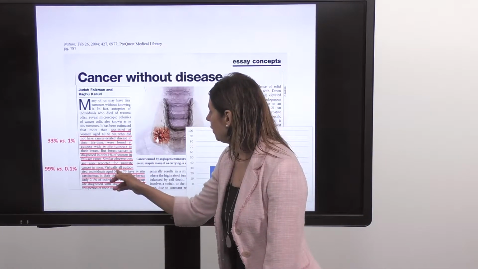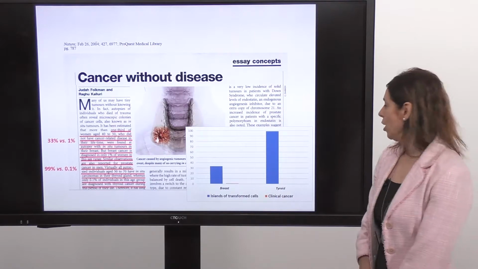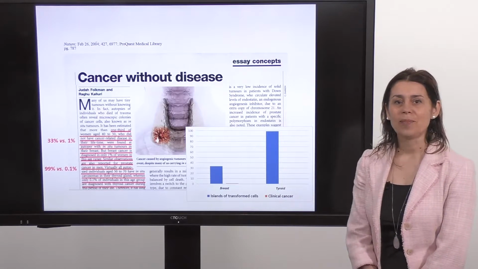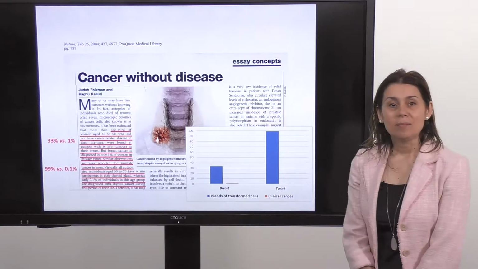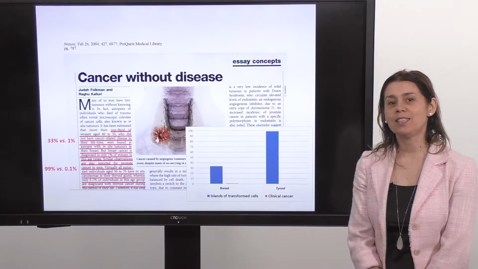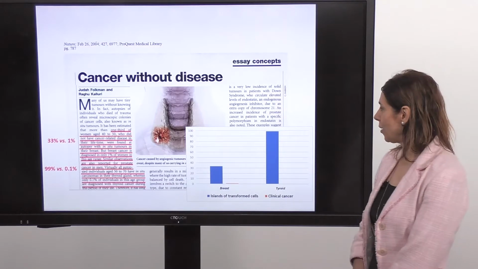So many of us carry these cells. The study has also been performed on the thyroid, and they could find that in patients between 50 and 70 years, almost everyone had transformed cells, but the clinical prevalence is much lower. So we might carry these transformed epithelial cells, but they don't develop into a clinical cancer if the host doesn't allow it.